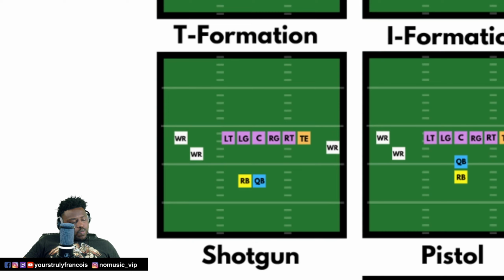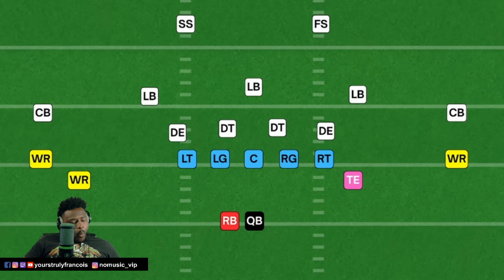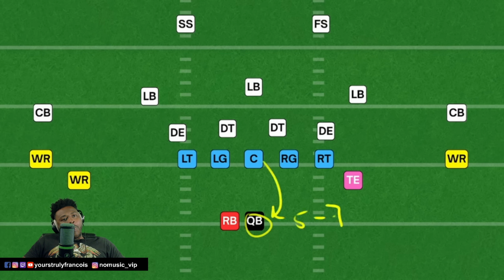Shotgun. Now we get to the formation that changed everything, the shotgun. The quarterback doesn't line up under center. Instead, he stands 5 to 7 yards behind the center and catches the snap through the air.